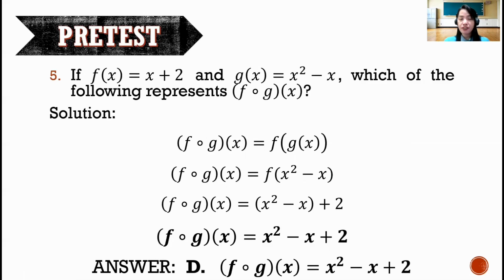And number 5, if f of x equals x plus 2 and g of x equals x squared minus x, which of the following represents f of g of x? This is the complete solution. The value of x in the function f is x squared minus x. Gagamitin natin yung f, which is x plus 2. Aalisin natin yung x. Papalitan natin yung value ng g of x plus 2. Then simplify. Final answer, it's letter D.